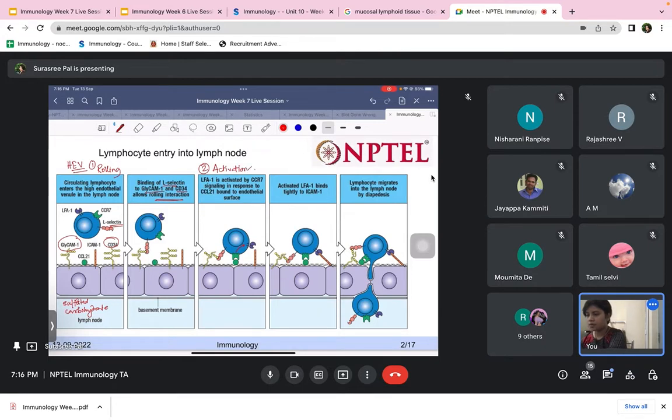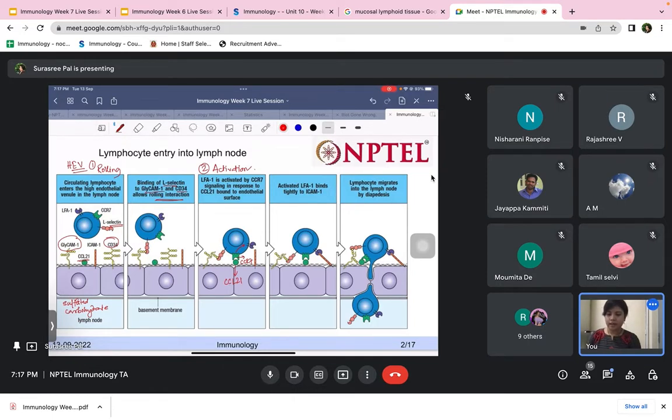And what happens in this activation step is that there is a chemokine. You can see its name here, CCL21. This is CCL21, and this chemokine receptor is called CCR7. So this CCL21 actually guides these lymphocytes into the lymph nodes.